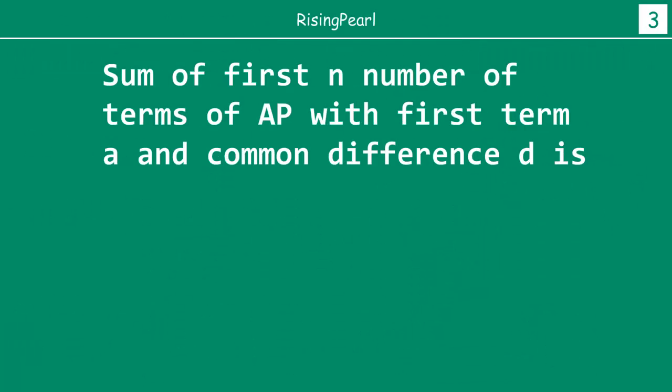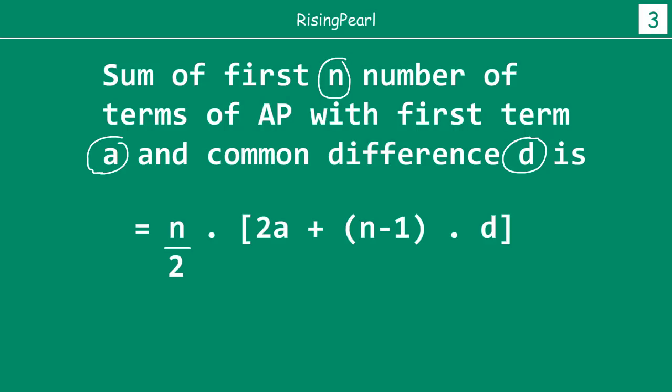So in other words, if we know the first term of an arithmetic progression, and if we have been given the common difference, then the sum of the first n number of terms is going to be given by this formula, which is n by 2 times 2a plus n minus 1 times d.